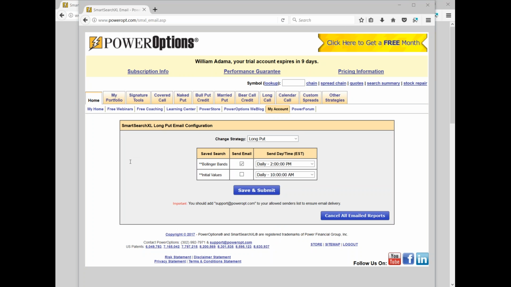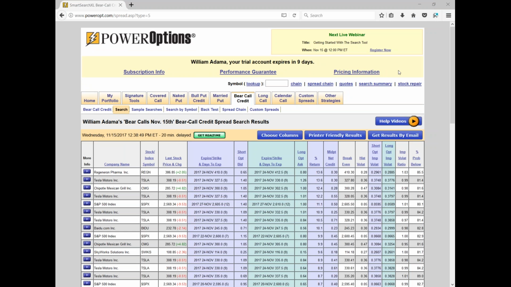All of your saved searches and the PowerOptions defaults in any strategy you can select to have emailed to you at any time during the day. On certain levels of subscription, I don't think the Get Your Results by Email is available on that lower level of service, the $40 per month.